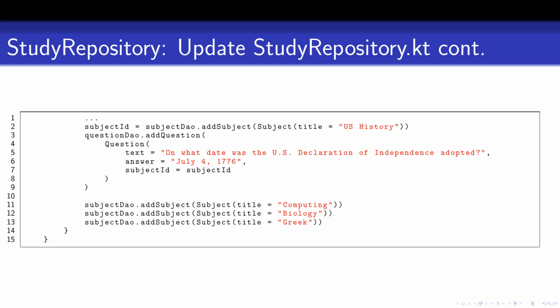We also seed additional subjects like computing, biology, and Greek without questions, giving users a more complete experience on first launch. This completes the core data layer setup in our app. With Room entities, DAOs, the database class, and a centralized repository in place, we now have a reliable and scalable foundation to support all the question and subject features we'll build on top of it. Everything is wired for persistence, asynchronous operations, and clear separation of concerns between UI and data logic.